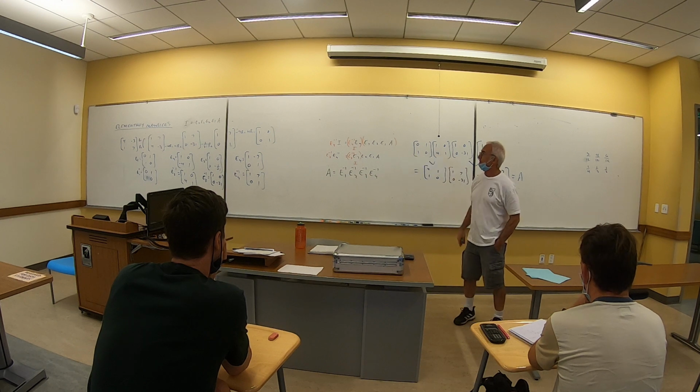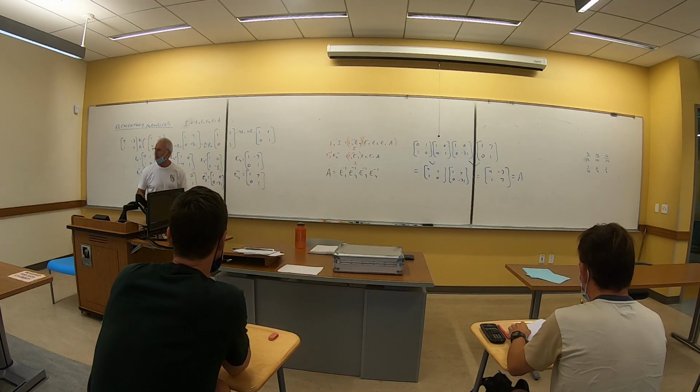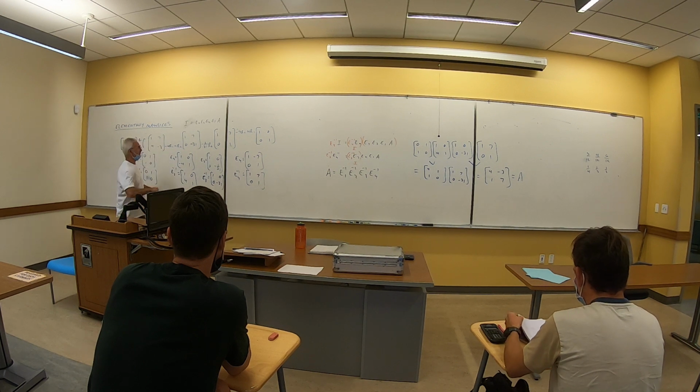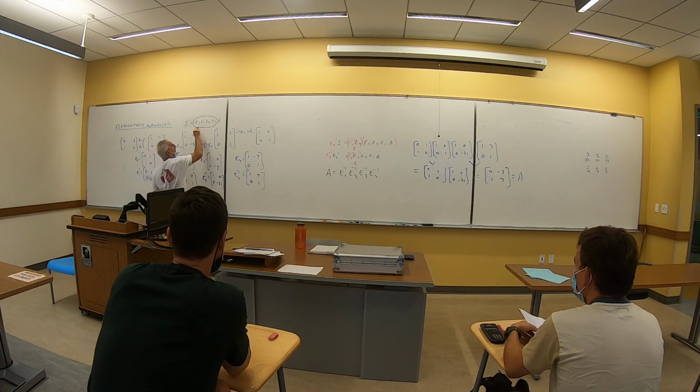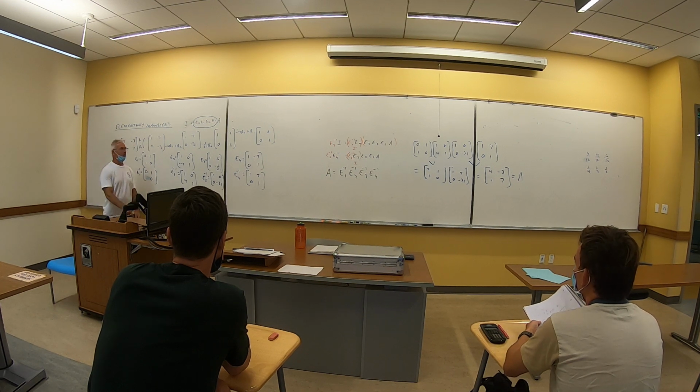I wrote A inverse is the product of elementary matrices. Where in here did I write A inverse is the product of elementary matrices? Well, it's pretty much right there. E4, E3, E2, E1 multiplied is A inverse. How do I know?